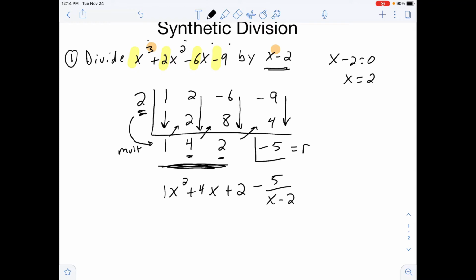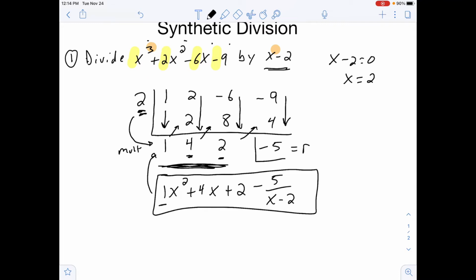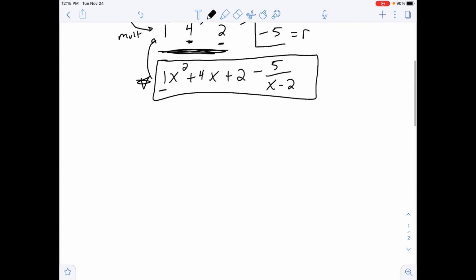Now, of course, I don't need this 1 here. I could just say x squared, but I was just making sure you saw the connection from here to here. So this is our answer. If we take this polynomial divided by x minus 2, this is what we get as our answer. And again, the minus 5 over x minus 2 is the actual remainder. All right, let's look at another one.